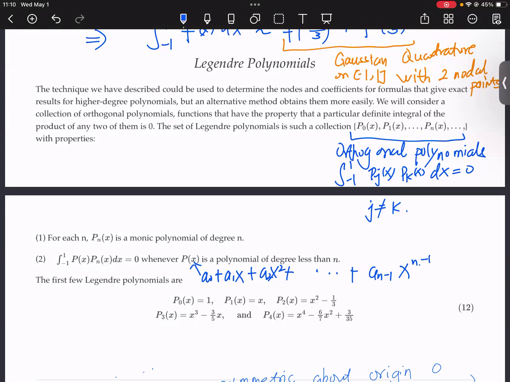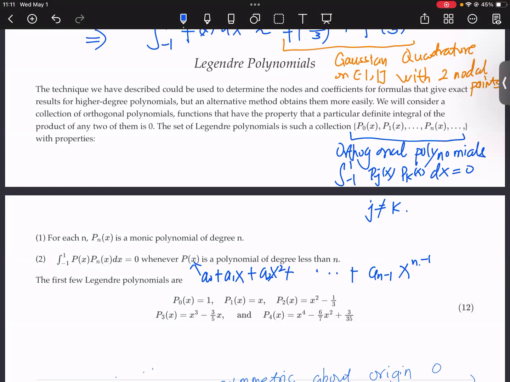And I want you to take a look at the first few Legendre polynomials here. With degree 0, it is just 1. What you need to do to generate the Legendre polynomials is just apply the Gram-Schmidt process. The first polynomial is just 1. Then if you use the Gram-Schmidt process on x, you get P1(x). And if you keep using the Gram-Schmidt process on x squared, you get the Legendre polynomial x squared minus 1 over 3.